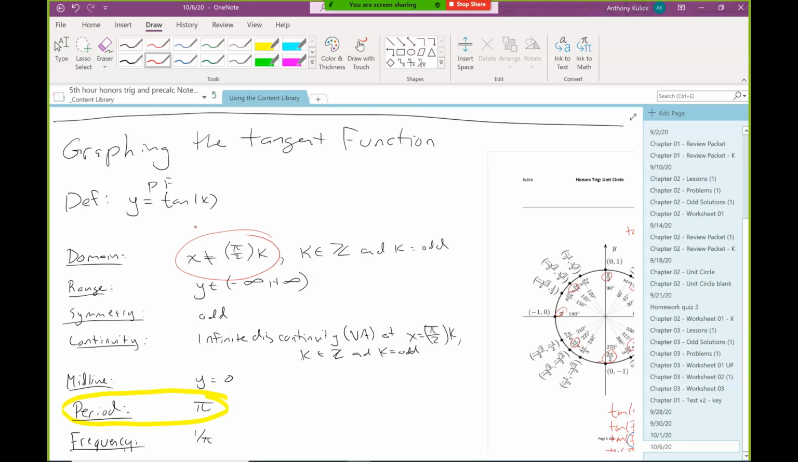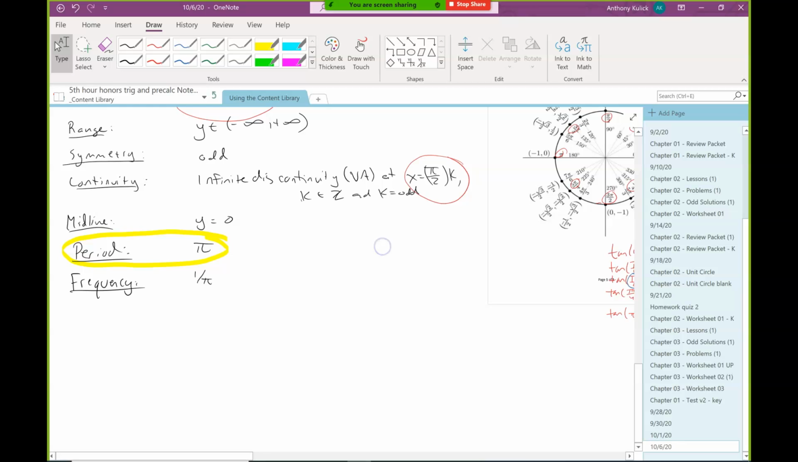Right? That's why the location of our vertical asymptotes, our infinite discontinuities, is also at that same location. So what we take away there is we can use this to come up with our key points list for graphing tangent.